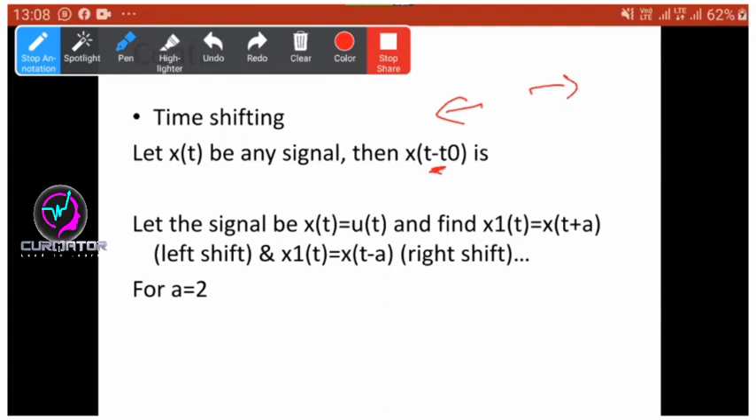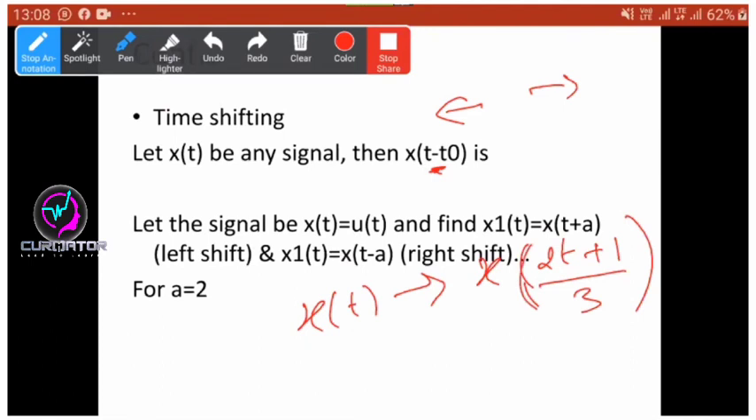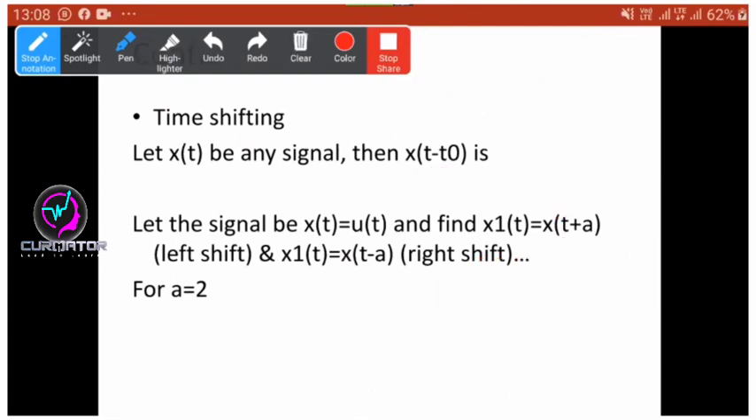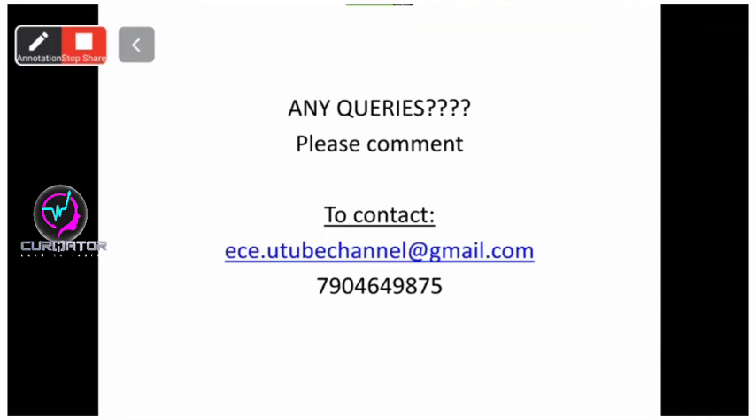Followed by this, there are a lot of other hybrid operations, like a signal will be given as x of t, and they will ask you to plot x of 2t plus 1 by 3. Here we have few rules to follow, how to apply, which operation we should apply first. Let us discuss that in next class with few examples. I will give you a simplest method to solve this. So I hope you all understood these 4 concepts clearly.